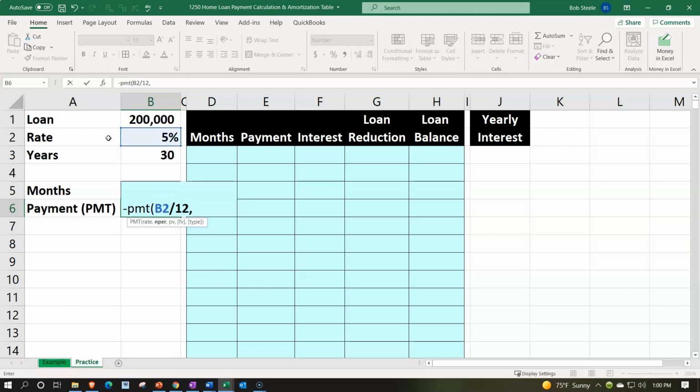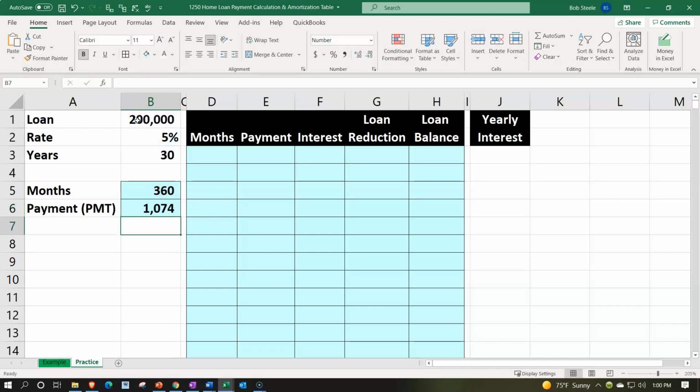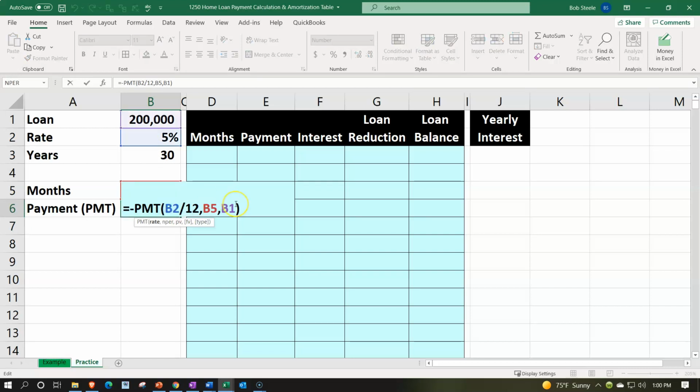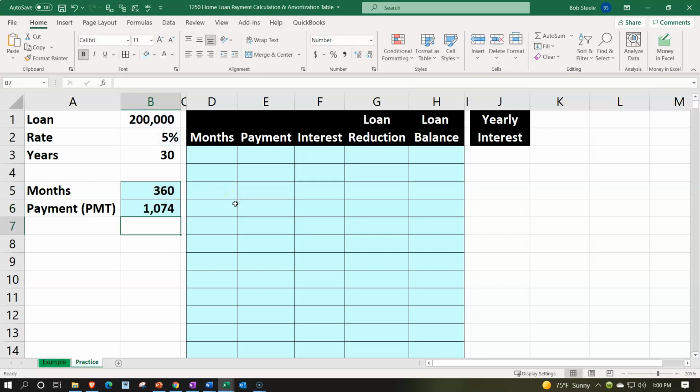And then comma, the number of periods is not 30 years, but monthly periods, 30 times 12, or 360, which we put in the cell B5, and then comma, the present value is going to be the loan amount that we have up top, the $200,000 on the present value, and there we have it, and enter. So we got the 1,074 about. Double clicking on it, there's our data, 1,074.